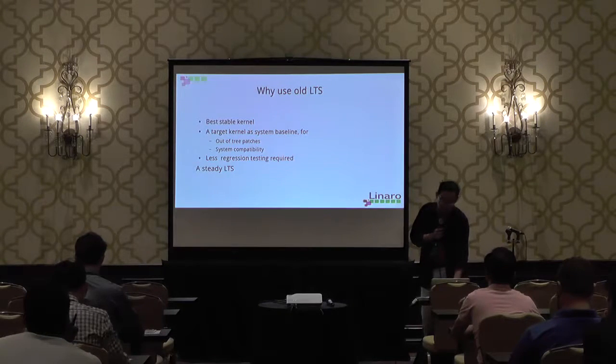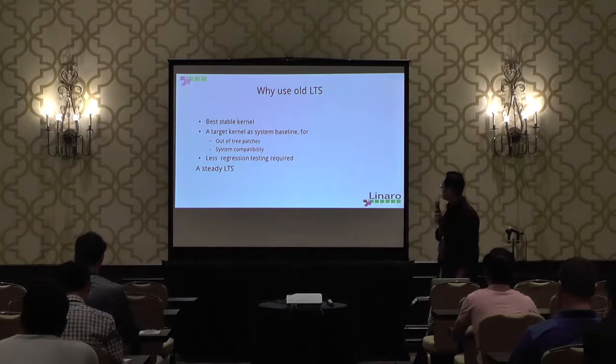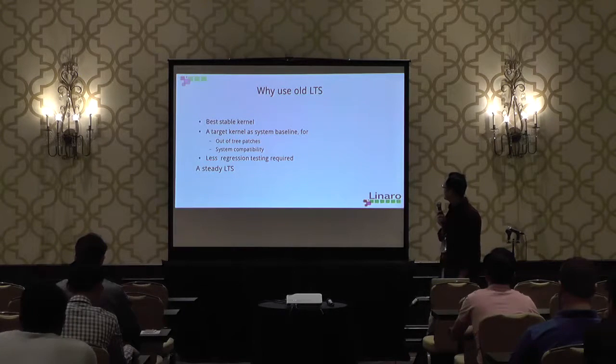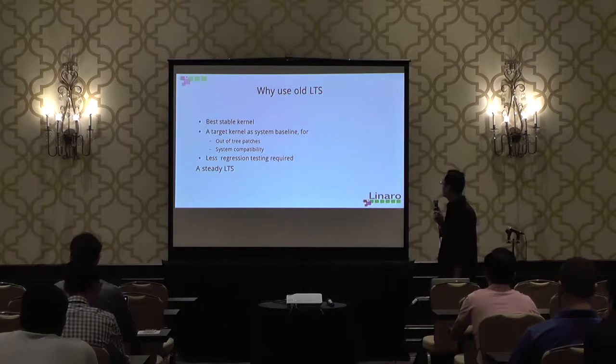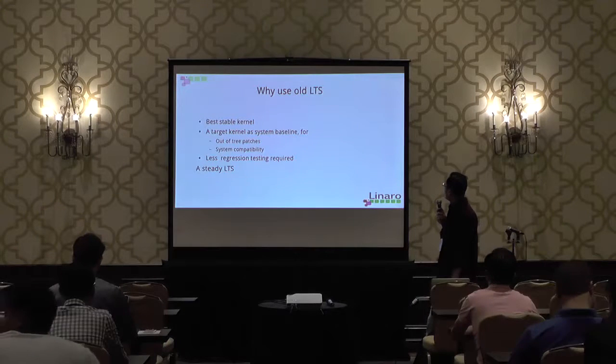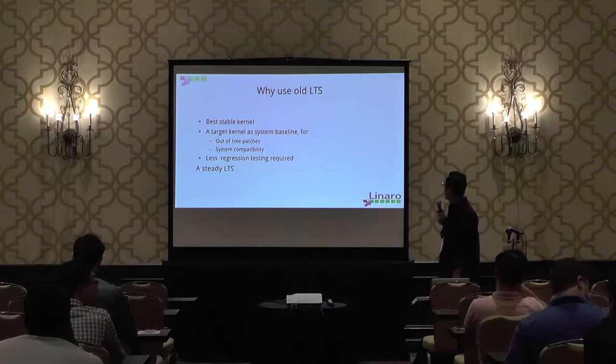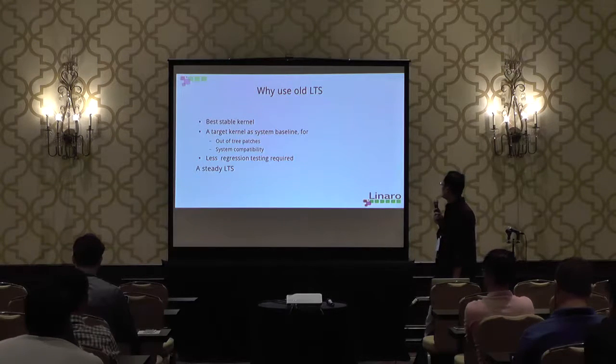So why choose a steady LTS instead of the latest and fancy upstream kernels? There are a couple of reasons, as I list here. The first one: the upstream kernel always hides some bugs, so the most stable kernel is the LTS kernel. A product kernel is treated as the system baseline, for our kernel patches and system compatibility. The last requirement is that less regression testing should be required. Those are all targeted at a steady LTS instead of the upstream kernel.